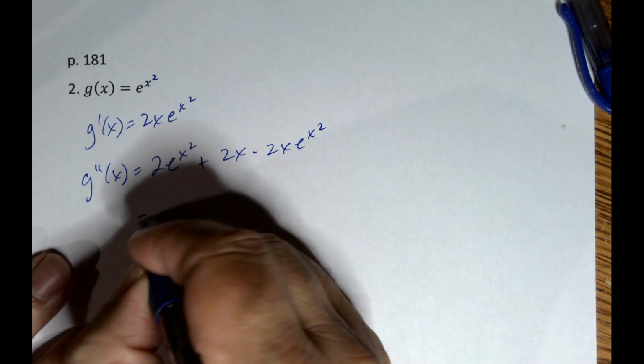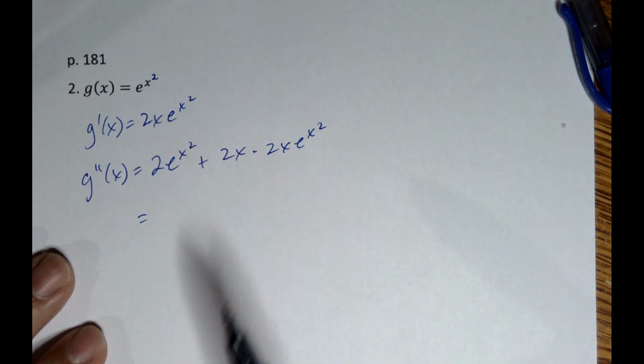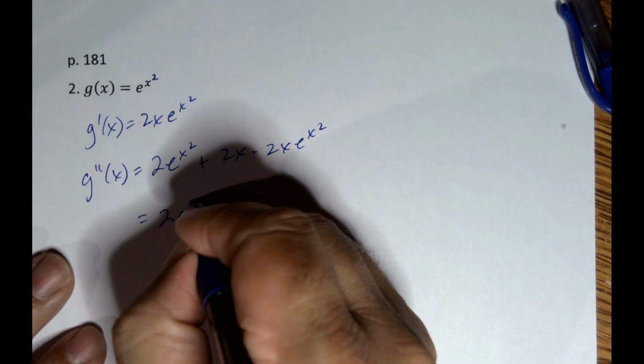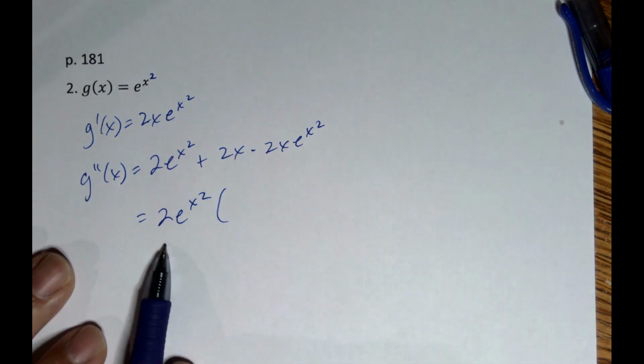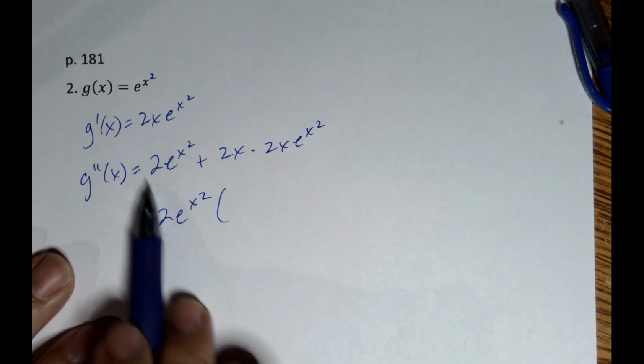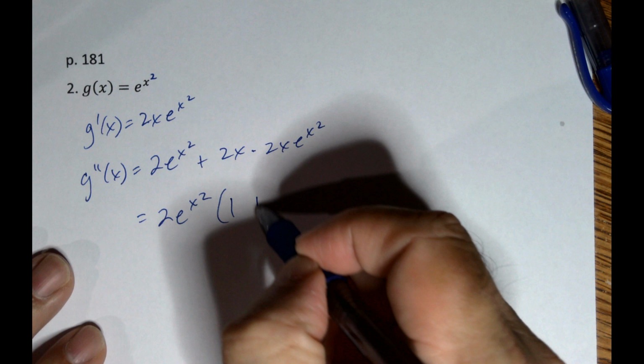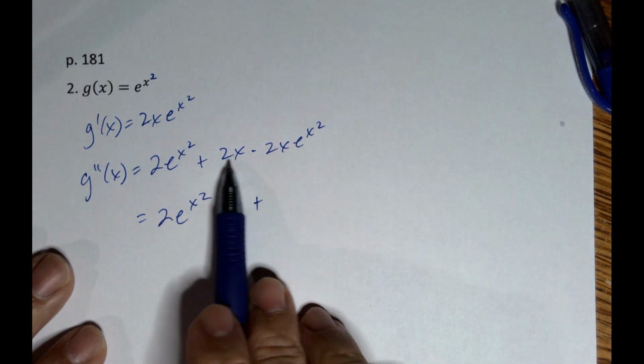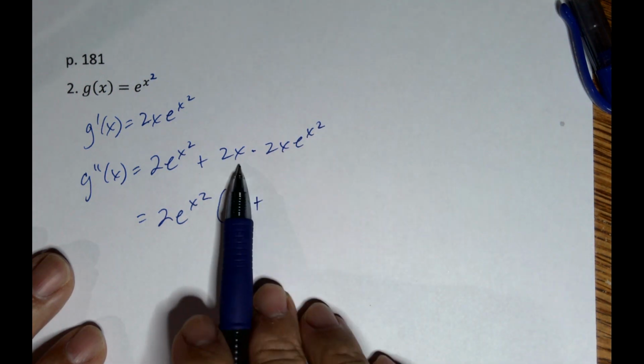Clean that up. I'm going to factor out a 2 and an e to the x squared. When I take 2 times e to the x squared out, that leaves 1 there. And if I take 2 out of the 2x, that leaves me the x's. So that's going to be 1 plus x squared.